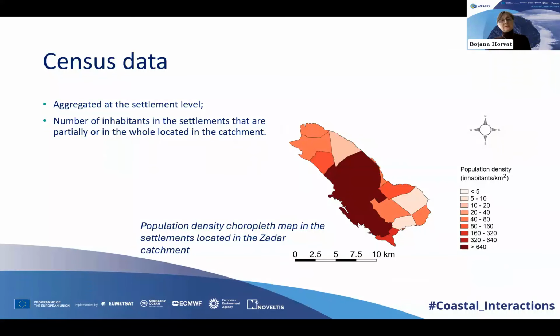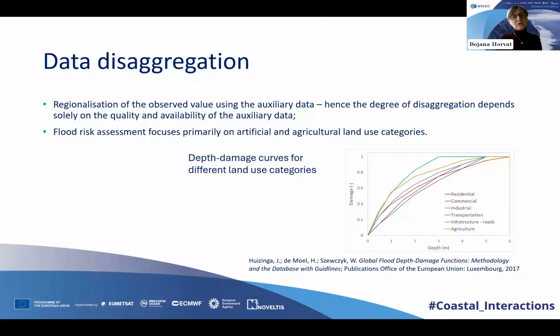So we had to apply certain disaggregation not only to land use land cover data, but also to the census data, so we can proceed with exposure analysis at the meso level. Data disaggregation is nothing more than regionalization of the observed data using some auxiliary data. In our case, we used imperviousness density data as auxiliary and applied it to both census and land use land cover data.